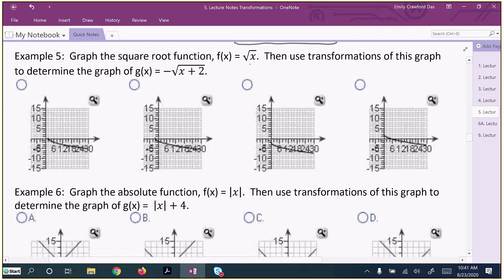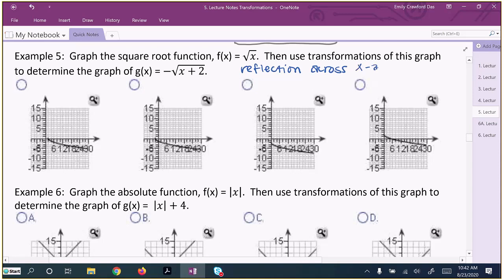What if we have the same parent graph, square root of x, but now we're told that the transformation is negative square root of (x plus 2)? Well, now I see I've got a couple of things going on here. I've got a negative multiplying the function, so I know that that's reflection across the x-axis. What else do I have? I also have addition under the square root, or inside the function, or with the x-coordinate.